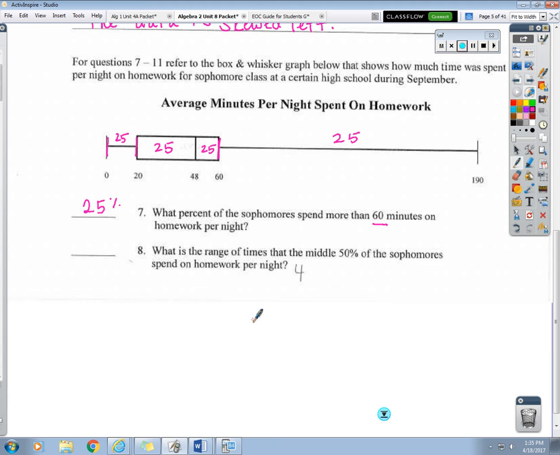Number 8, what is the range of times that the middle 50% of sophomores spend on homework per night? 40 is correct. Let's talk about how you get that number. The middle 50% would be from 20 to 60, right? Because that's the middle 50. This is the lower 25, this is the upper 25, so that would be the middle 50. And the middle 50 ranges from 20 to 60, which is a range of 40. Okay, next page.